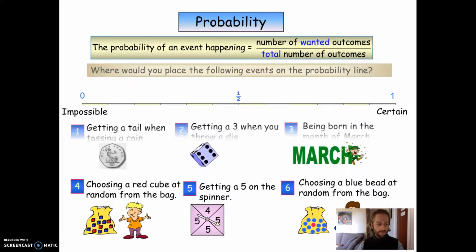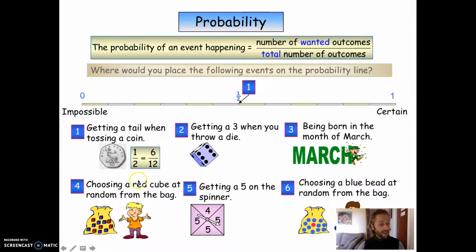So, how do we calculate the probability of an event happening? Let's think about number 1, getting a tail when you toss a coin. So the first thing is, how many wanted outcomes are there? Well, there's 1 wanted outcome. We want to get a tail. And how many total number of outcomes are there? That is, how many possibilities are there? Well, there's 2. It's either get a head or a tail. So we see then for tossing a coin, there's a 1 in 2 chance.